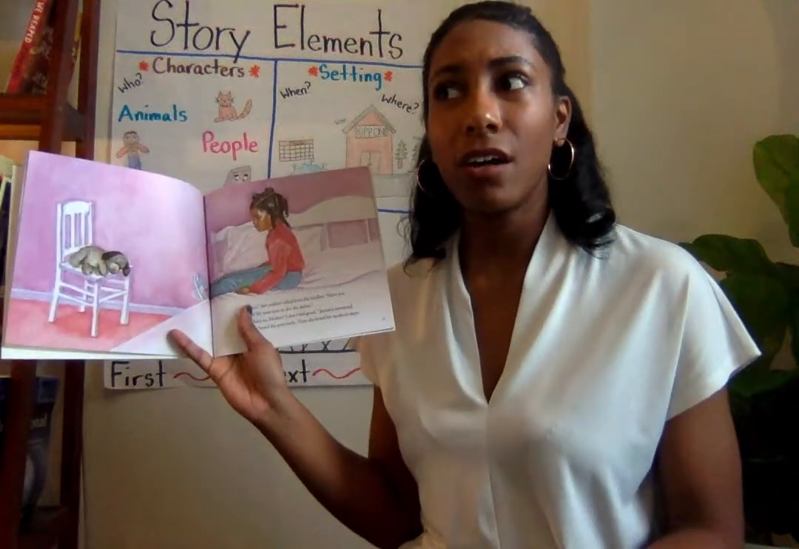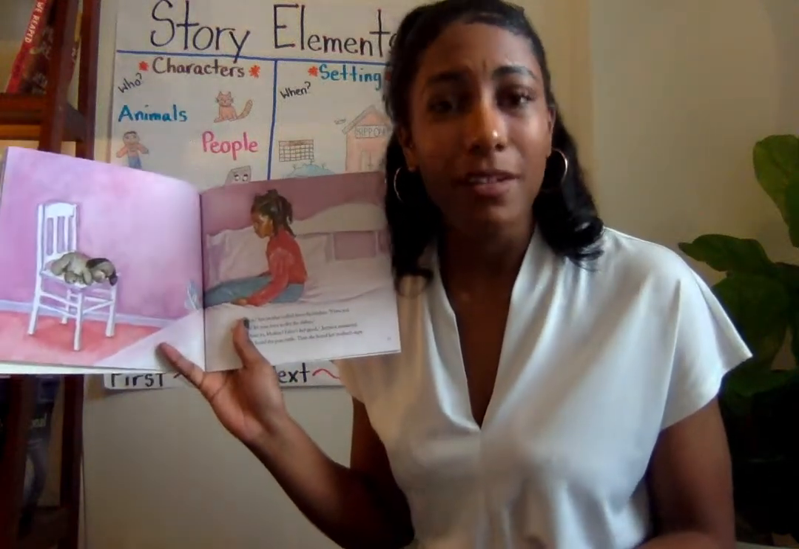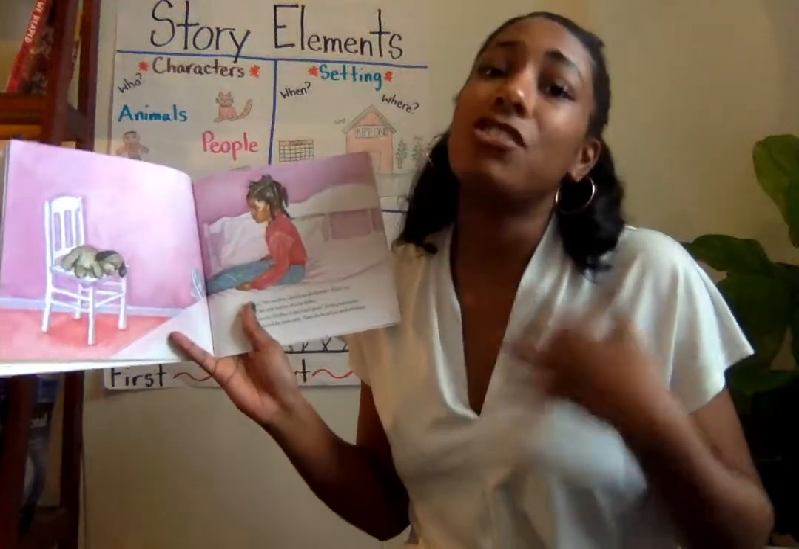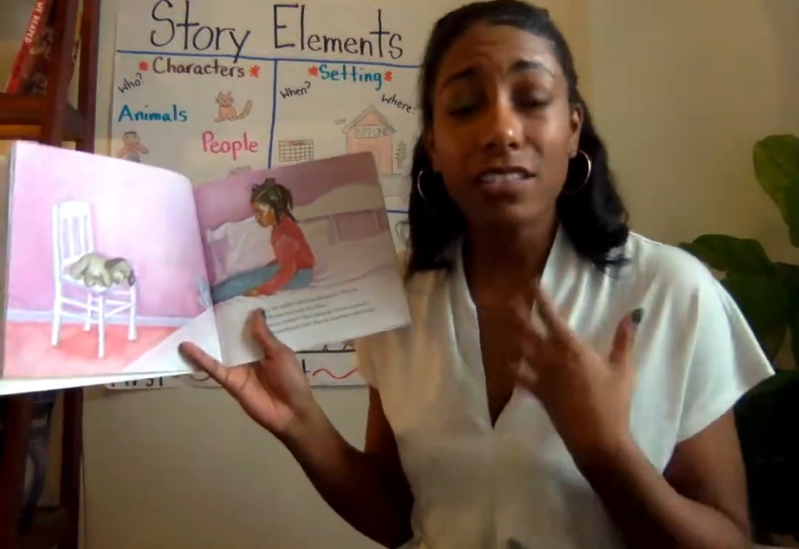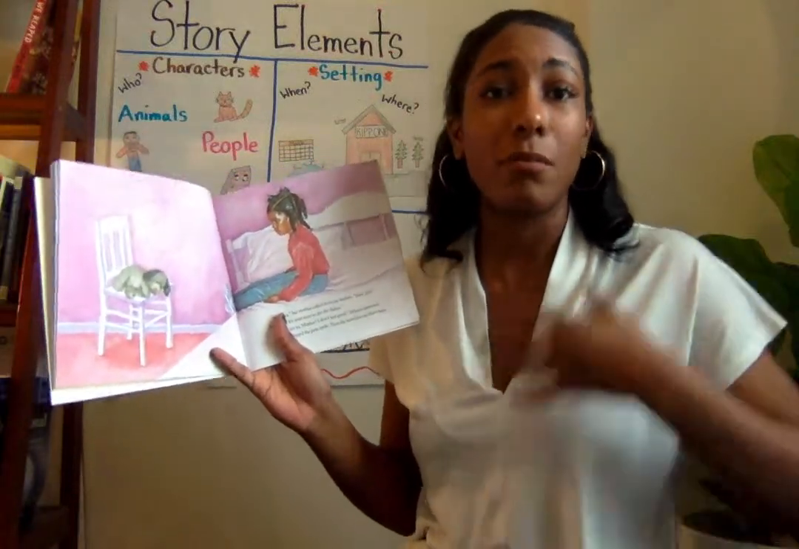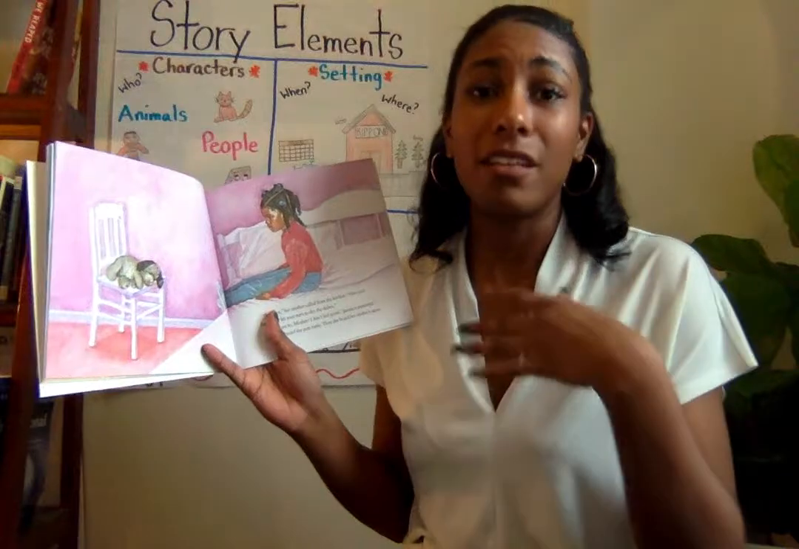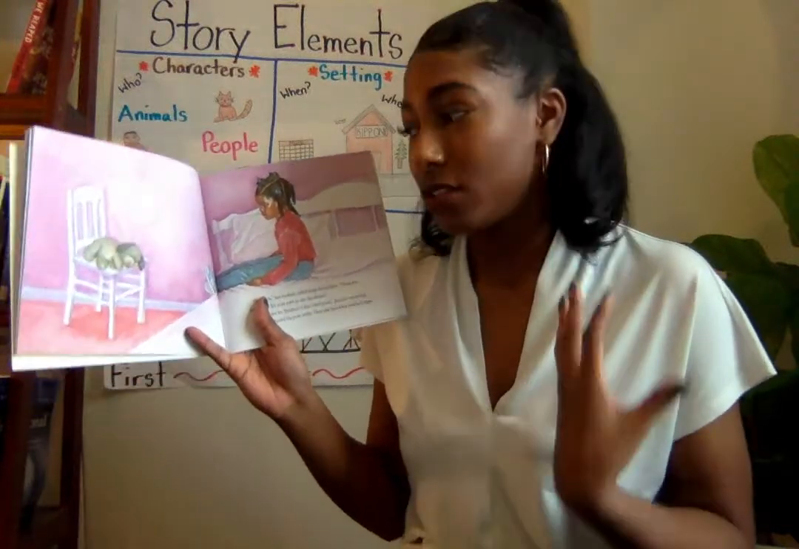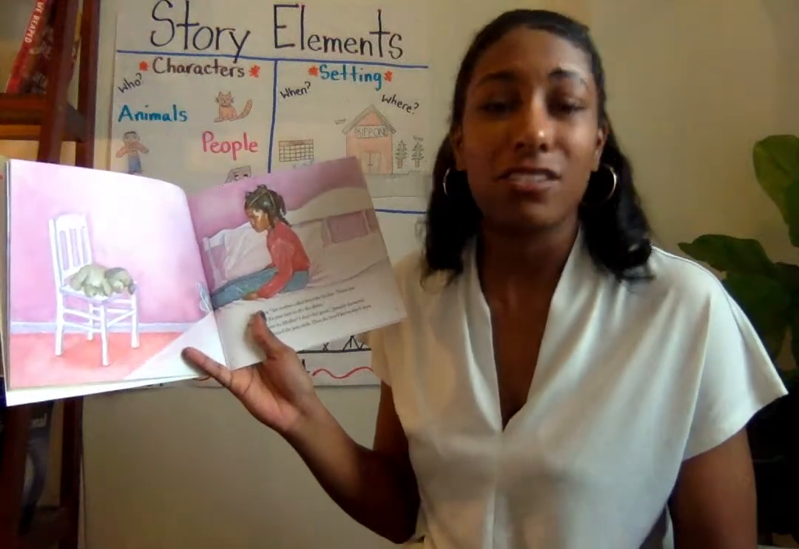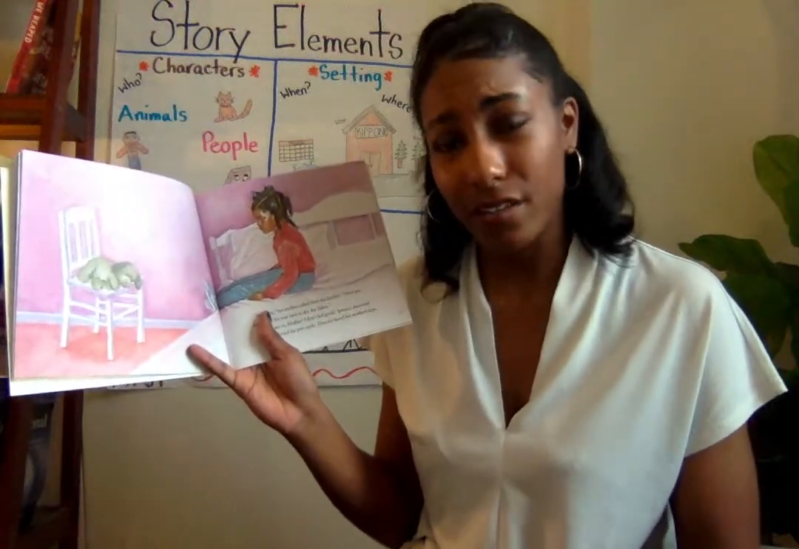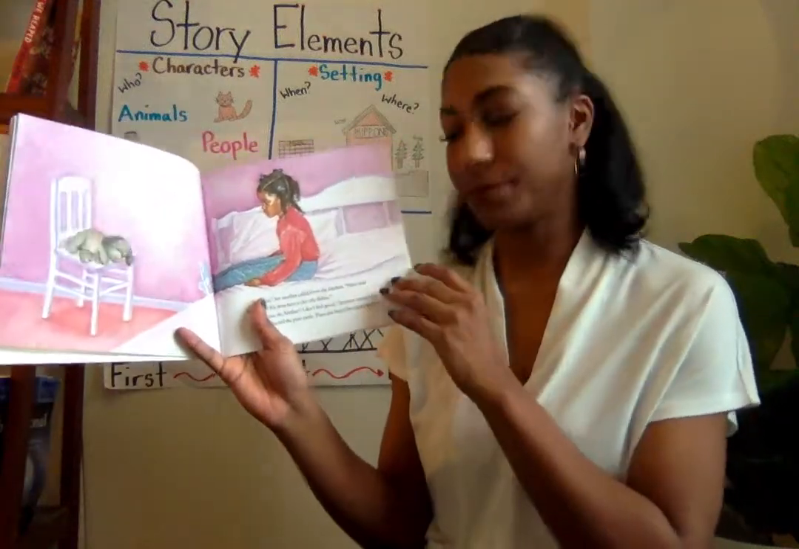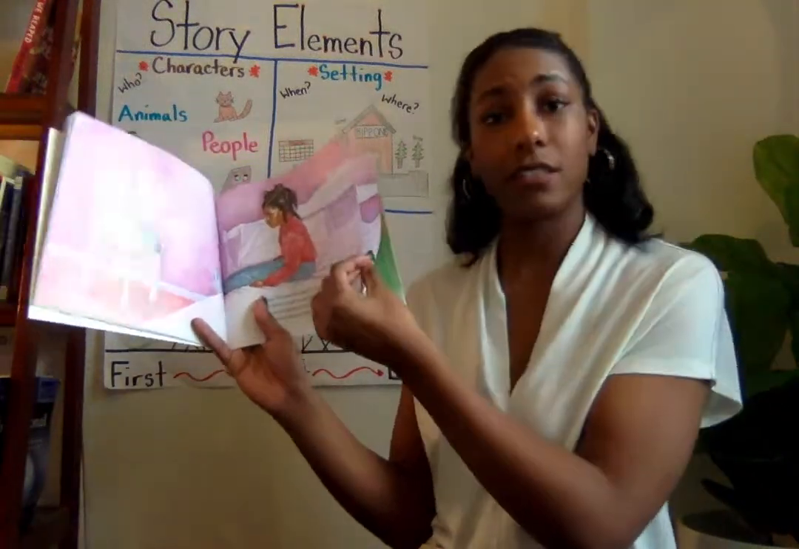In fact, I think that might be our problem. Jamaica is feeling guilty about taking the dog when she knew that it wasn't hers. That's called an internal problem. That's when the character is having issues with making a decision or with something that they chose to do. So I think that our problem is that Jamaica is feeling guilty about taking the dog because she knows that it's not hers. Let's see what Jamaica does to fix her problem.